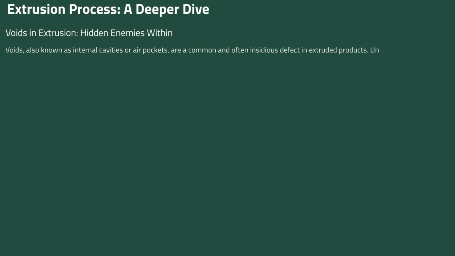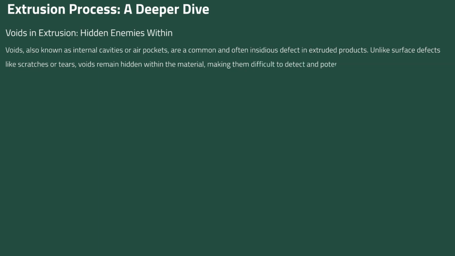Voids in extrusion. Hidden enemies within. Voids, also known as internal cavities or air pockets, are a common and often insidious defect in extruded products. Unlike surface defects like scratches or tears, voids remain hidden within the material, making them difficult to detect and potentially compromising the product's functionality and integrity.